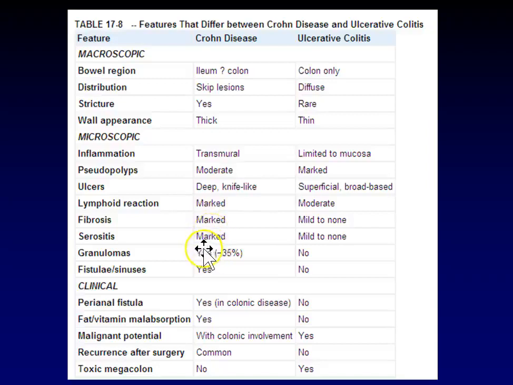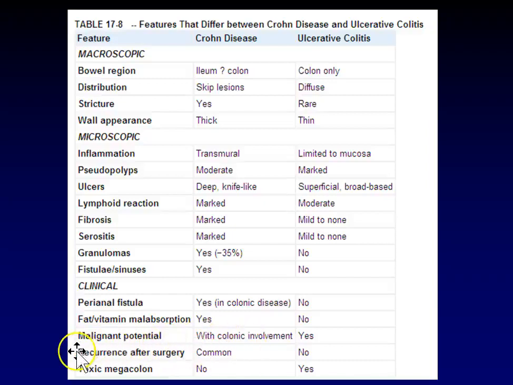Granulomas can be seen, sometimes can be hard to find. Fistulae and sinuses do occur with Crohn's, but not with ulcerative colitis. Perianal fistula and malabsorption can occur with Crohn's, depending upon the part of the bowel that's involved. Both have eventual malignant potential. Crohn's frequently recurs after surgery, so that the surgeons have to be careful about how much bowel they remove.